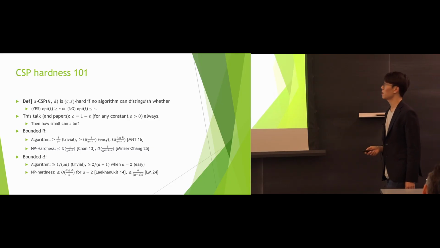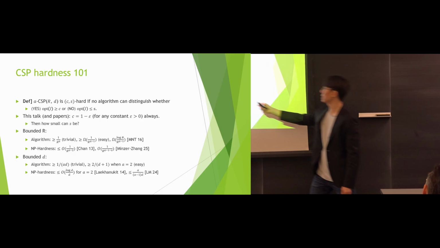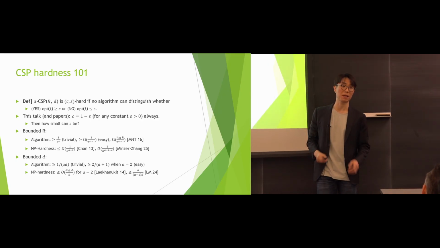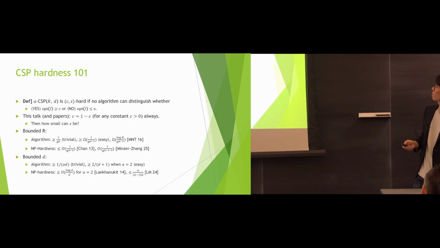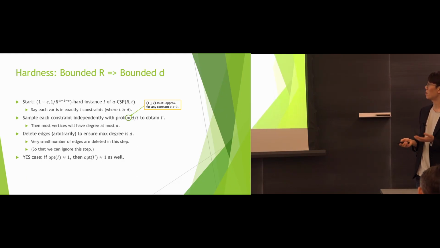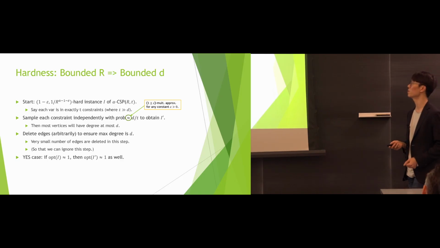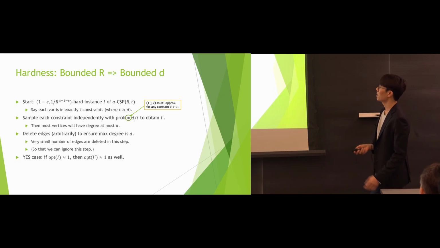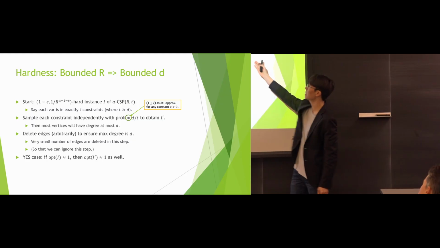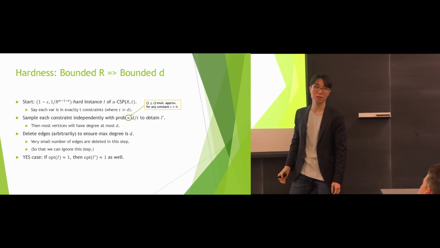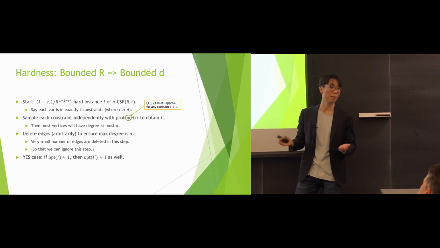Our starting point will be the hardness for bounded R, because this was a really well-studied regime in complexity theory. So our effort to reduce the degree is the most natural thing you can try. We're going to start from this amazing hardness for bounded R. But if you look at this hard instance for bounded R, then degree doesn't have any guarantee. Degree can be much larger.